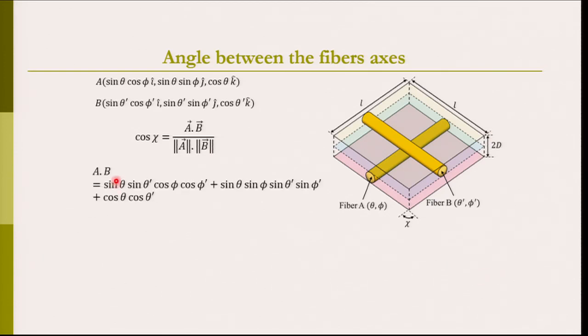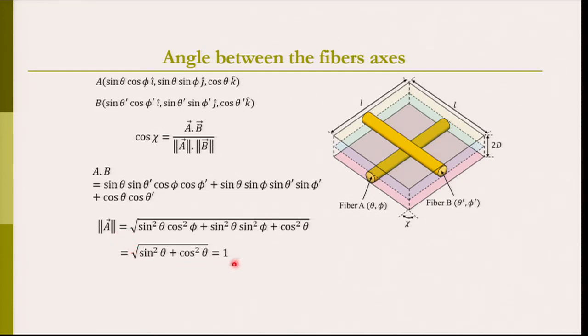So, A dot B is equal to sin theta into sin theta dash cos phi dash plus sin theta dash sin phi dash plus cos theta dash. The magnitude of this vector A would be unity, as is very simple to calculate. Similarly, for B it will be again unity.